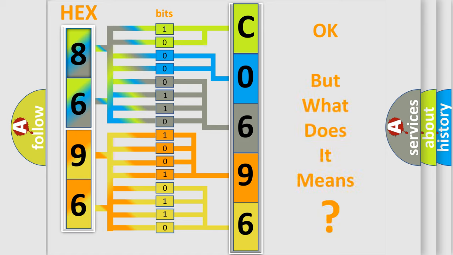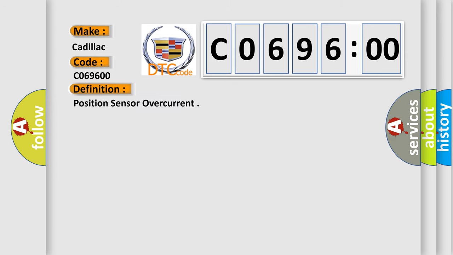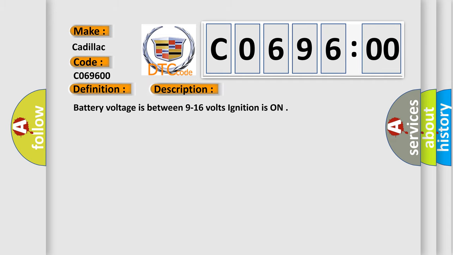The number itself does not make sense to us if we cannot assign information to what it actually expresses. So, what does the Diagnostic Trouble Code C0696-00 interpret specifically for Cadillac car manufacturers? The basic definition is position sensor overcurrent. And now this is a short description of this DTC code.